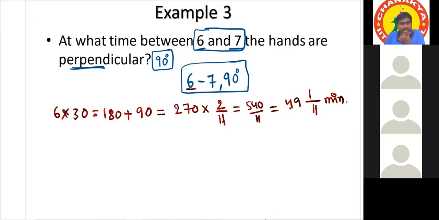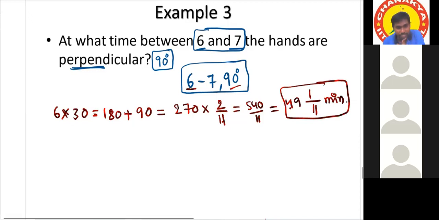As somebody asked, sir, in every hour 90 degrees will appear 2 times, right? Yes, sir. This is one time, it is okay. But what about another timing? So we have to find another timing. Subtract half an hour, that's it, right?